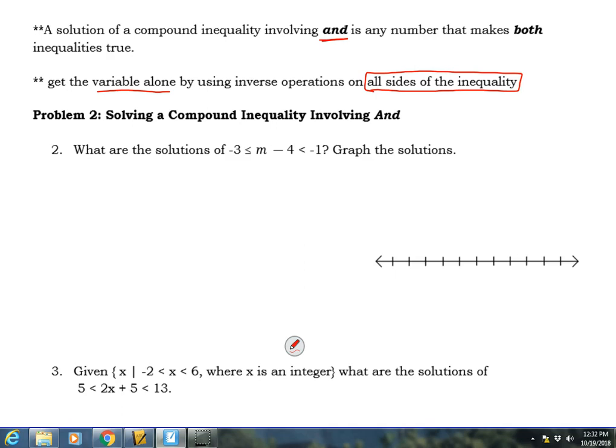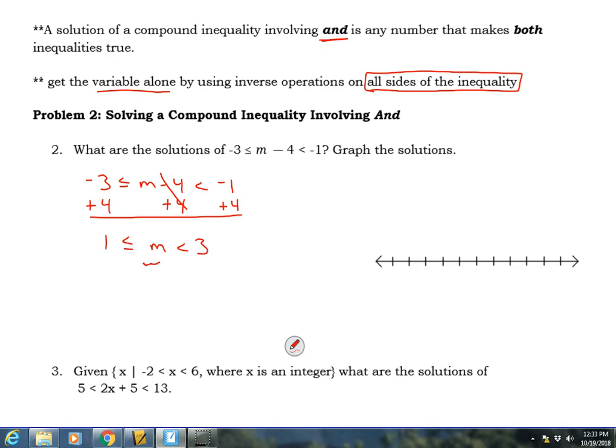So in number 2, it says, what are the solutions of -3 is less than or equal to m minus 4 is less than -1? And then we're going to graph the solutions. Now, we want to focus on the m minus 4 part, because I want to get the variable by itself. So I'm going to add 4 to all 3 sides: the left, the middle, and the right. -3 plus 4 is 1, less than or equal to m, less than -1 plus 4 is 3.